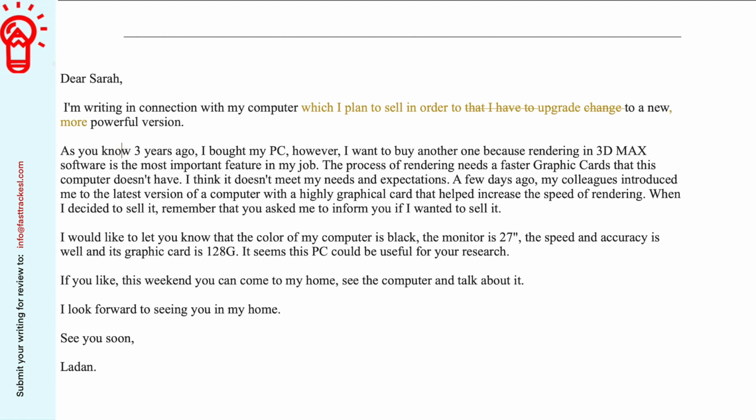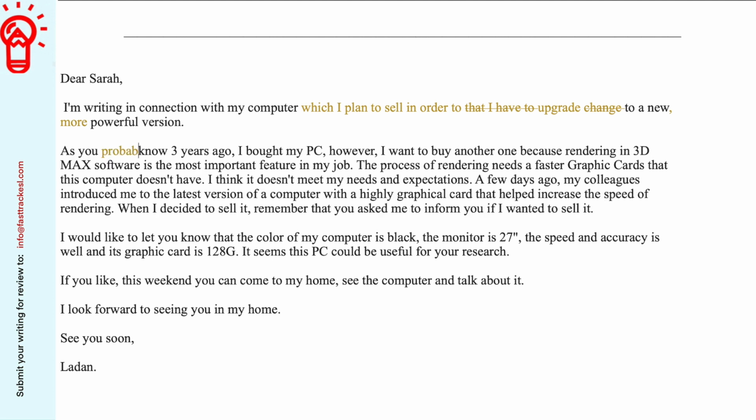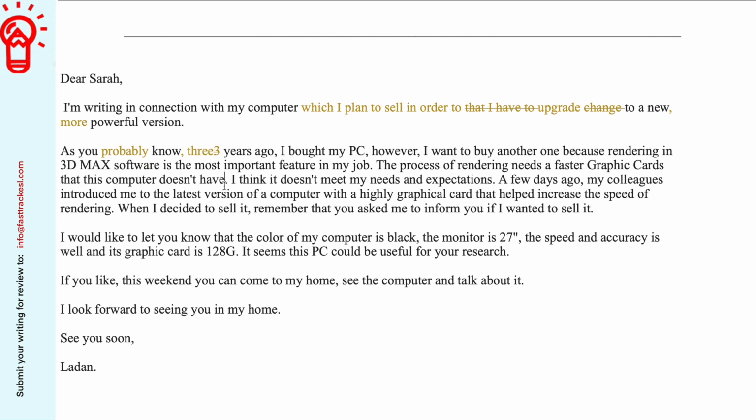I was going to change it and say, as you might be aware, but I'll go with, as you probably know. And this is an adverb, right? So we need a little comma here. And then with numbers that are below 10, the ones that are in the single digits, use the letter form as opposed to writing the number 3. So as you probably know, 3 years ago, I bought my PC.